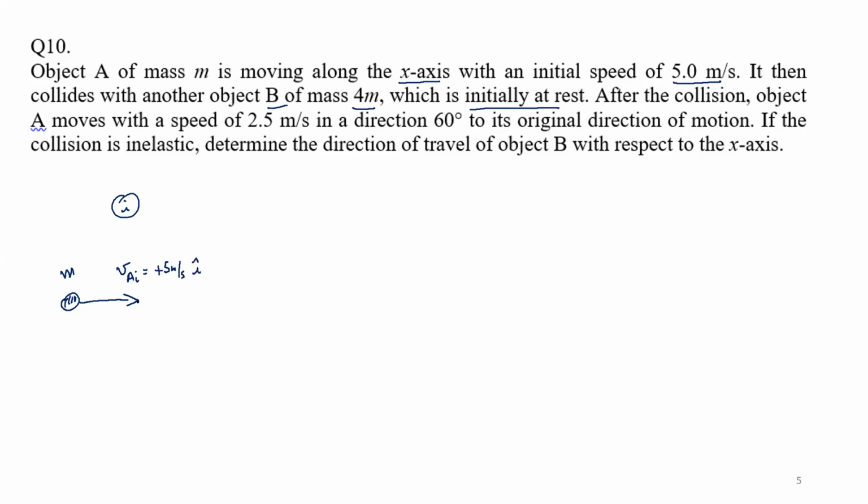Why am I saying i hat? Because it's moving along the positive x direction. And then I have here object B. So this is object A, and object B is here. And for object B, V_B initial is equal to 0, because object B is initially at rest. And as I said, m_B is equal to 4m. Now, this is before collision. After collision, what do I have? Let's say I will take this as my x-axis and this as my y-axis.